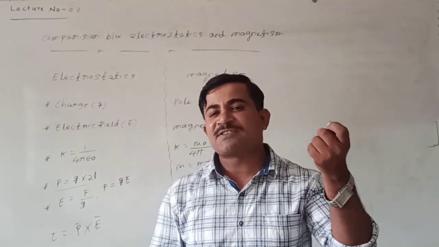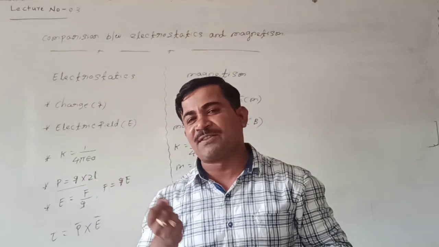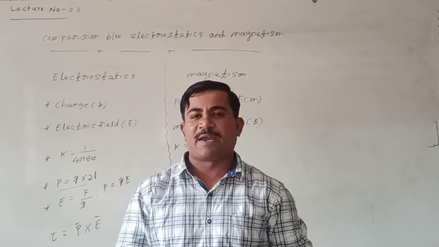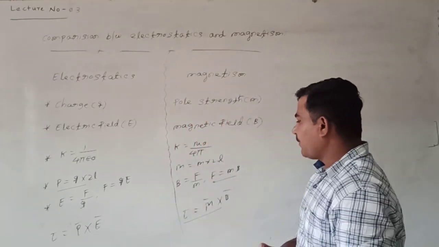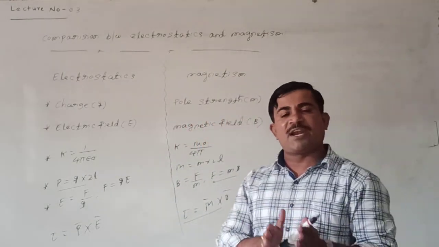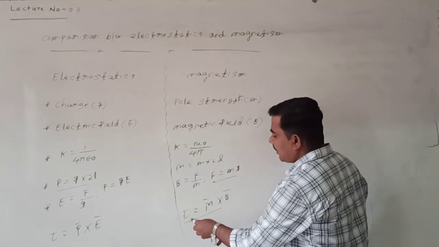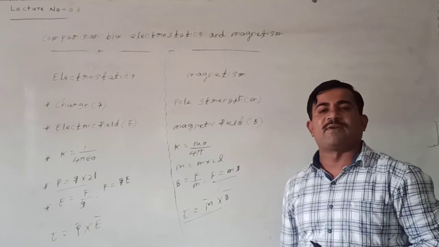In electrostatics, charge is present. In magnetism, pole strength is present. Right? So like this, so many comparisons we can make. Now, our point is, when a bar magnet is placed in a uniform magnetic field, it experiences torque. How much torque? Tau is equal to M cross B. That concept we will see.